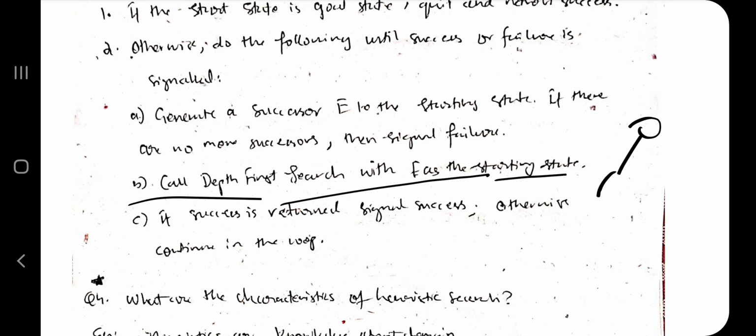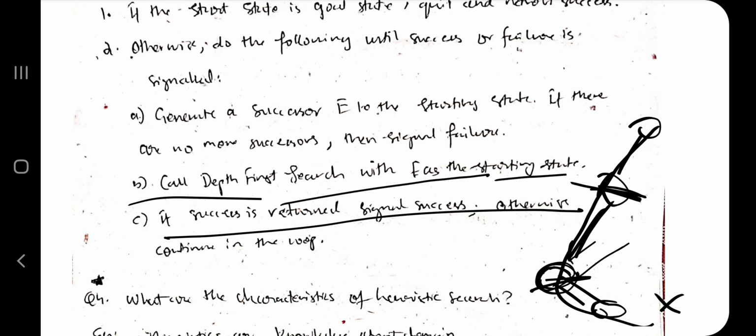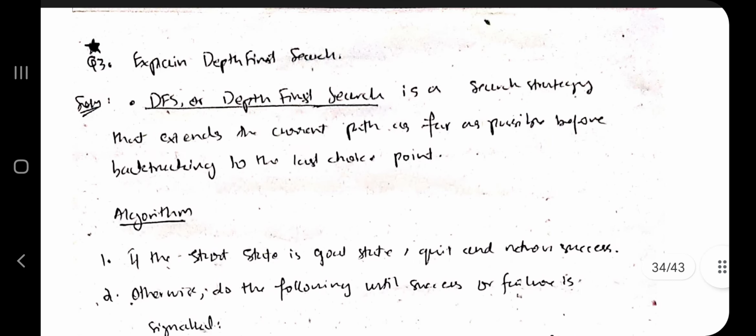So if it has another child here, then this will become the starting node, and it will call depth first search on this. Again, it will see if it has a child node, this will become the starting node, and it will call the child first. Like that, we'll keep on going into the depth until we reach the end. If success is returned, signal success, otherwise continue in the loop. So like this we'll be going, and this will return failure, failure. If it has another child, we'll explore that, again coming back. If we get success, it's success. If it does not, it does not, right? That's all about the depth first search.